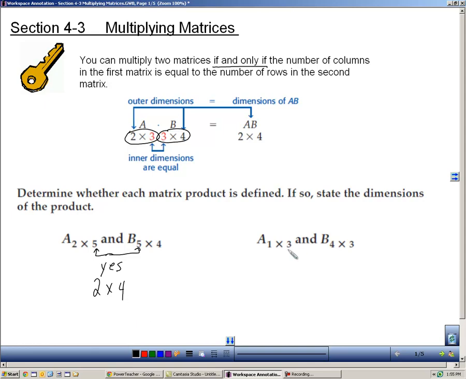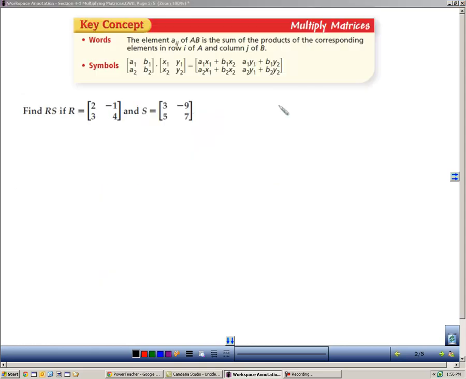How about over here? 3 in the column and 4 in the row. So no, I cannot multiply those two matrices because they don't have the column and the row matching up.